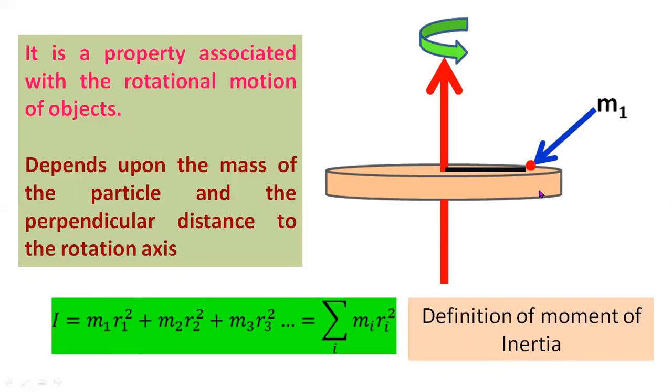Because this is a large object and it contains many particles, in order to determine the moment of inertia for the complete object or complete disk, I have to add the moment of inertia for each particle. This is for m1, m2, and so on. So I have to calculate for all the particles, and finally I need to add them. So this is the moment of inertia for the whole disk. This is the definition of moment of inertia: you need the mass of the particle and the perpendicular distance from the rotation axis. So this is in brief about moment of inertia.